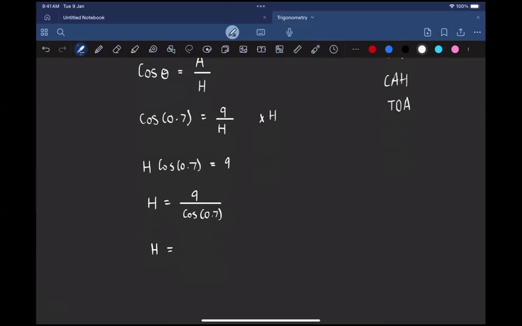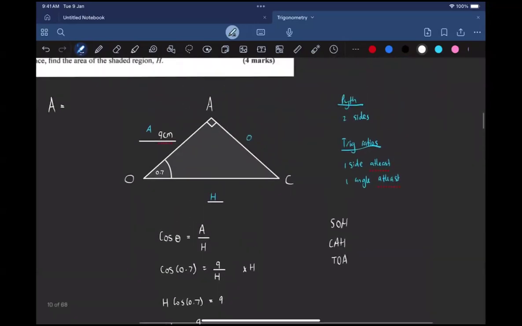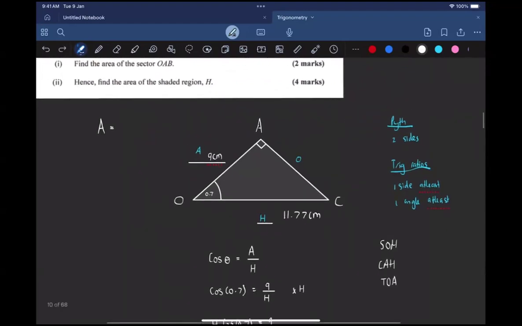I get 11.76. Well, 11.77 if you round it off. That's what I thought. And that's centimeters. Awesome. Now we know what h is, so can I confidently say that this is an included angle now? Yes. So how could we figure out the area then?